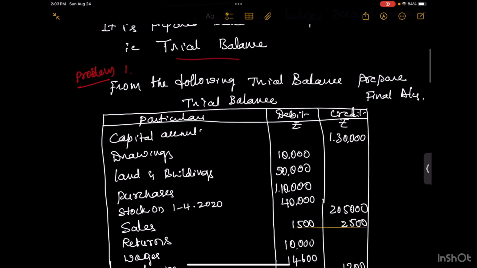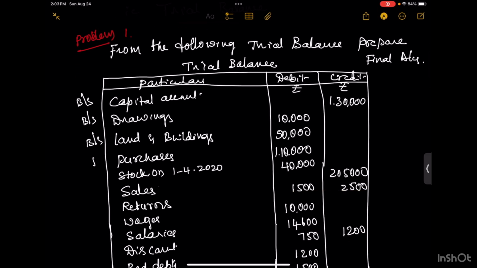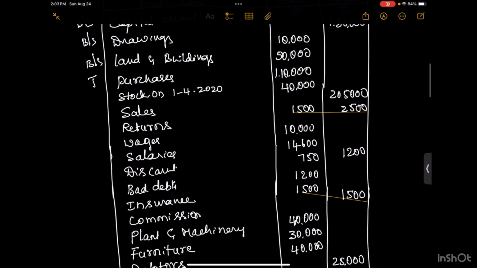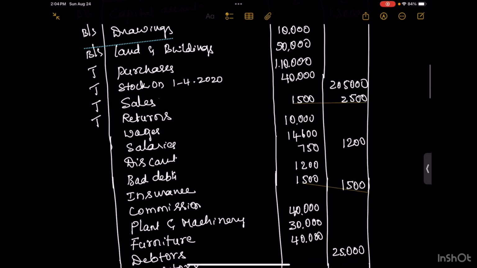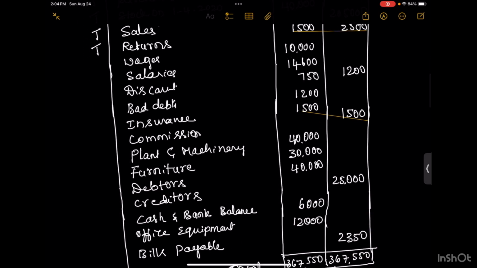Let us start with the classification of all these transactions that we have learned in the previous video. Capital account comes in the balance sheet, drawings adjustment in balance sheet, land and building asset balance sheet, purchases trading account, stock trading account, sales trading account. Sales returns and purchase returns both are taken in the trading account.